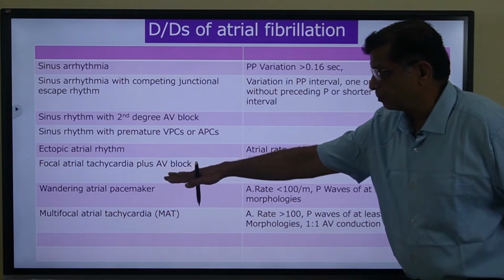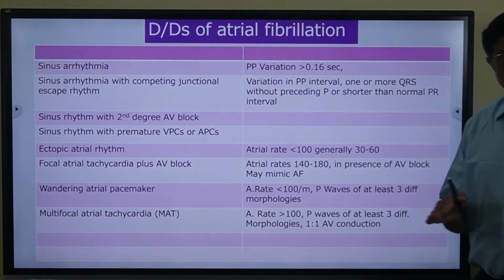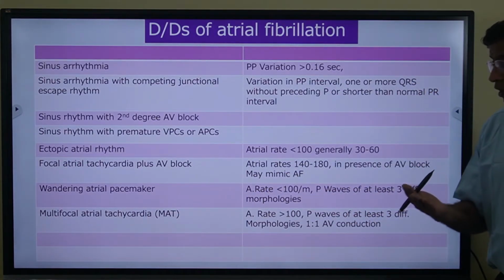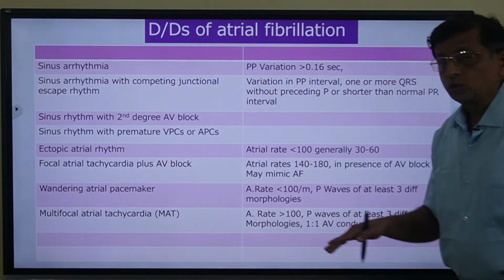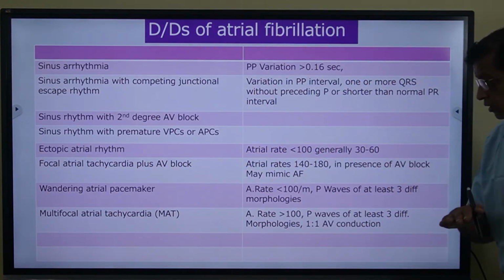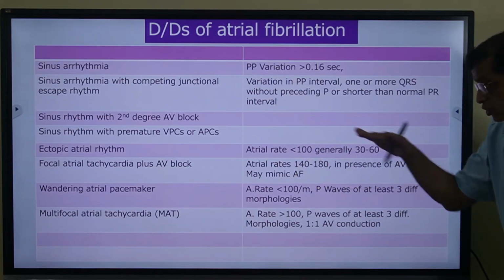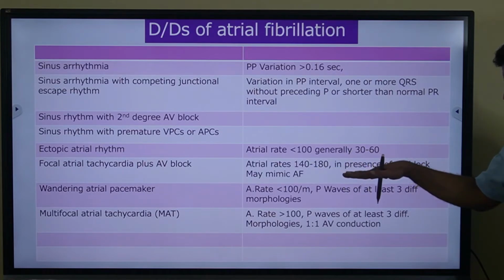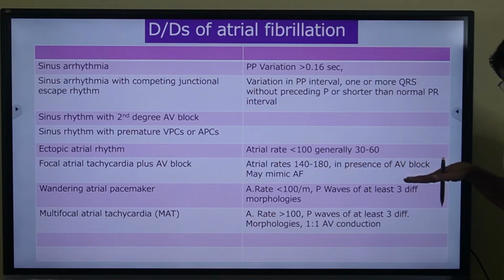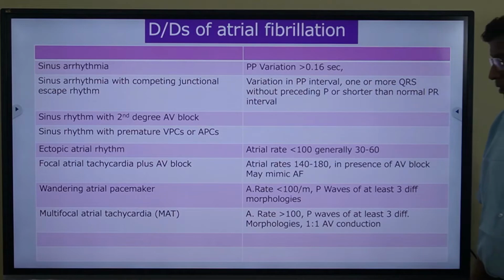Focal atrial tachycardia plus AV block. We have already seen a lecture on focal atrial tachycardia. Sometimes, in the presence of AV block, you could see an irregular rhythm with focal atrial tachycardia. But here, you could see the P waves. Atrial rates are about 140 to 180, and the presence of AV block sometimes may mimic AF. We'll come to an example.